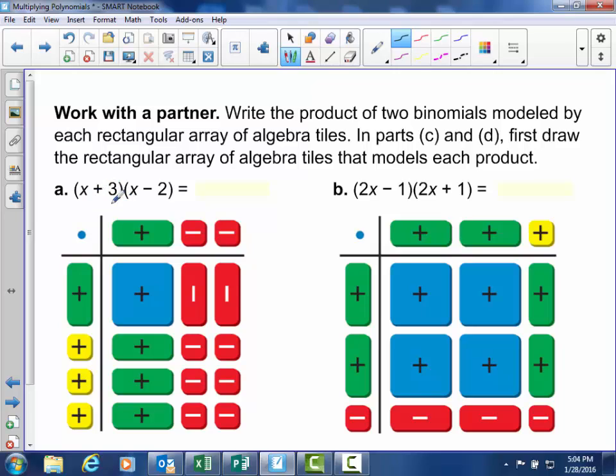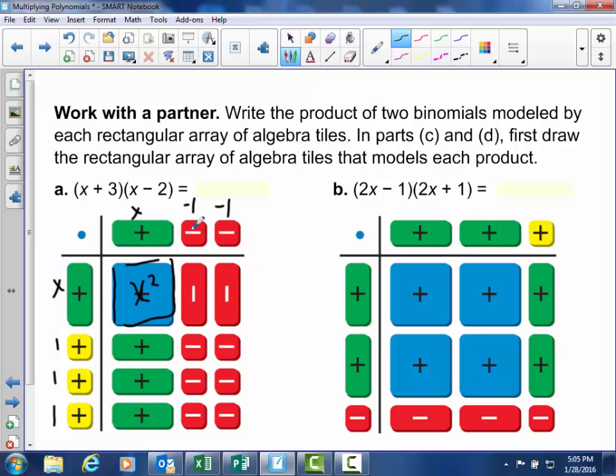But here's an example of two binomials being multiplied. Okay, and they're using a modeling of algebra tiles, and they said x plus 3. It's here x, and there's our 3's, 1, 2, 3, right? 3 of them. And here we have our x, and we have two negatives. So negative 1, which makes negative 2.